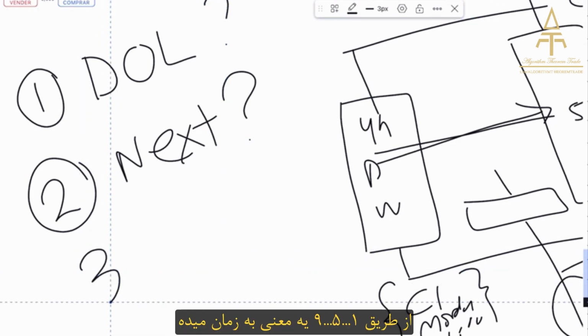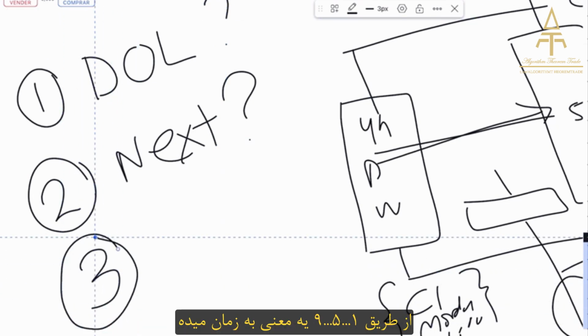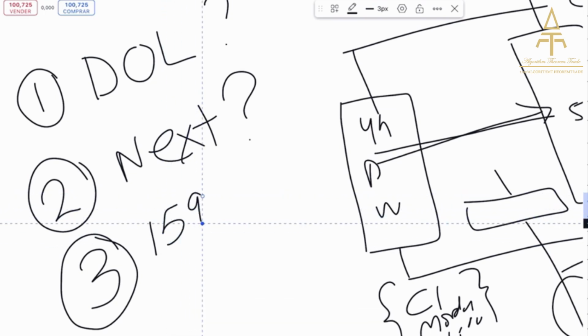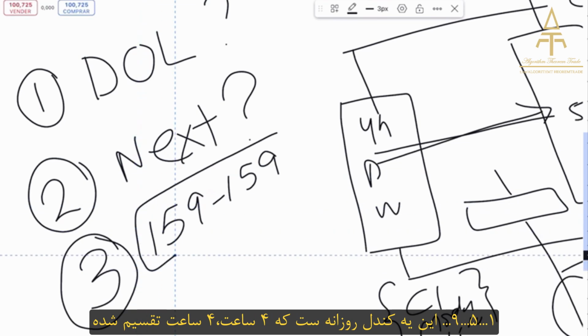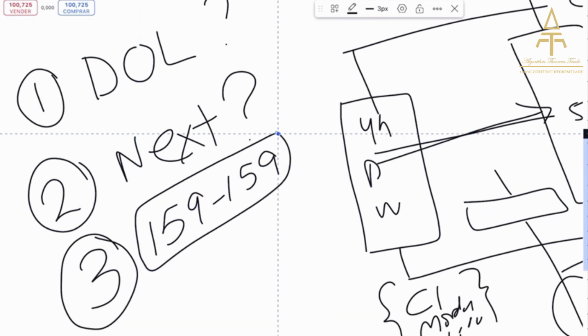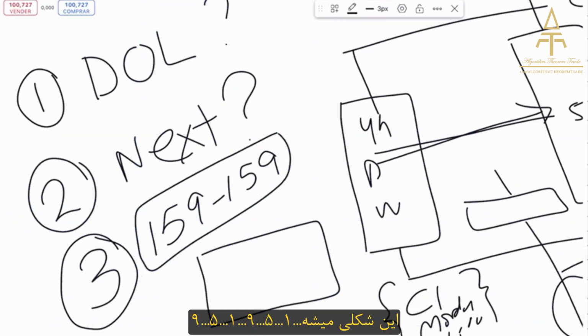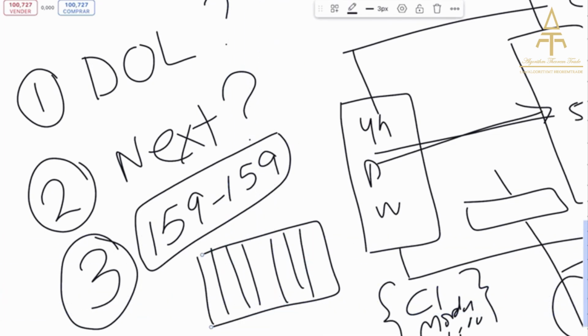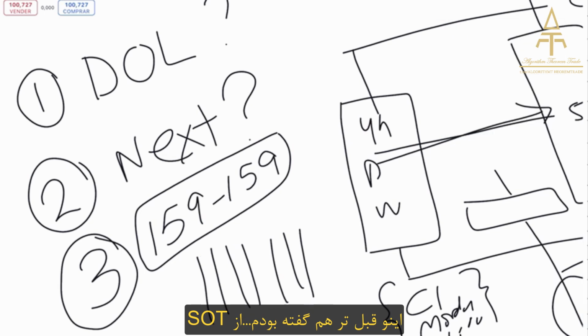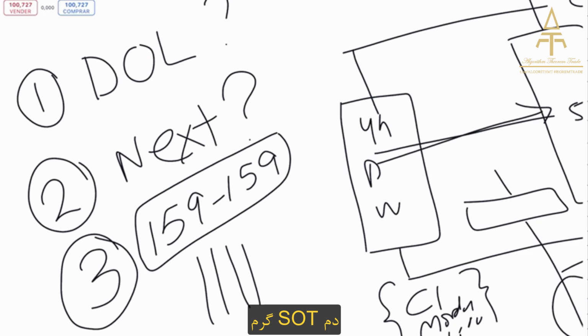It gives a meaning to time through 159. 159 is the daily candle division in 4 hours, right? One daily candle. You'll see 159, 159, right? I've spoken of this before, in SOT, shadowed SOT.